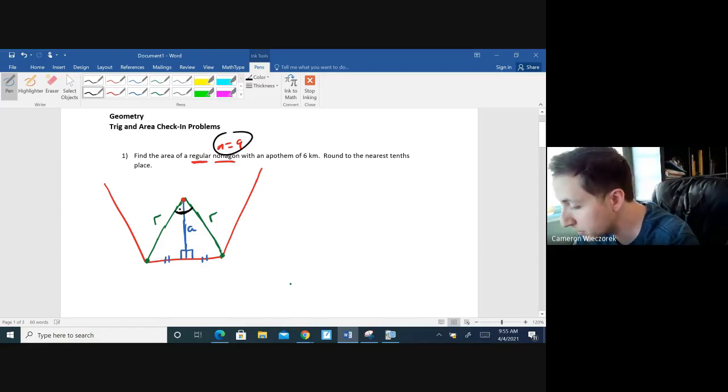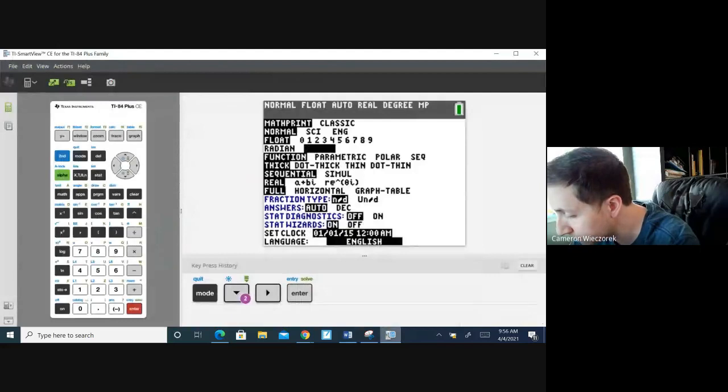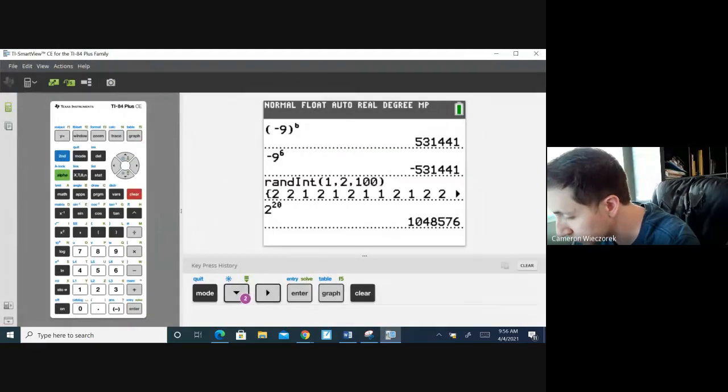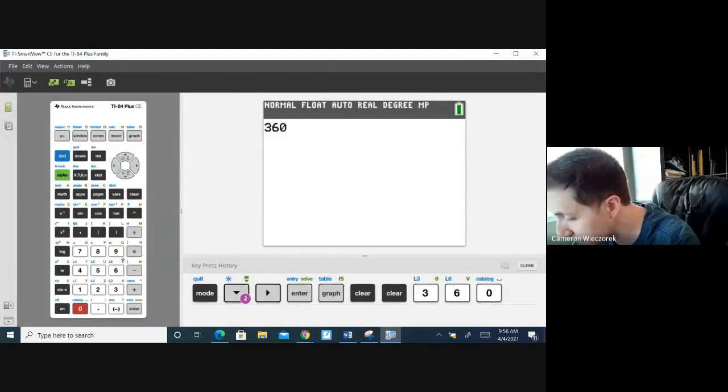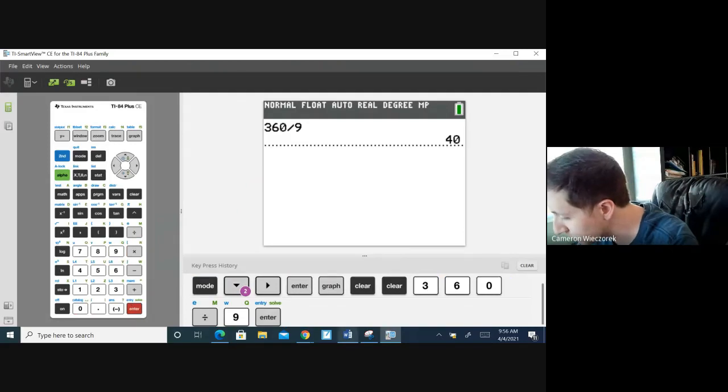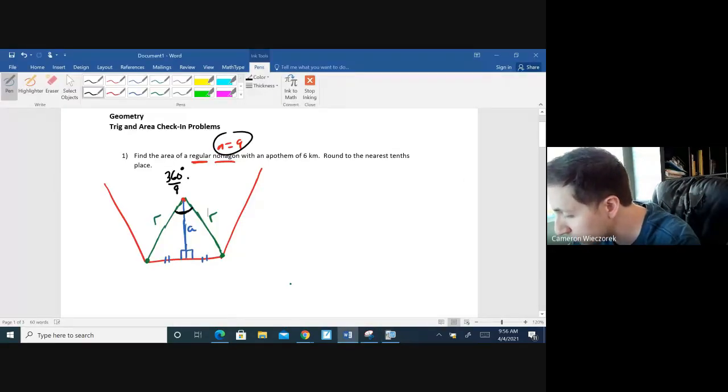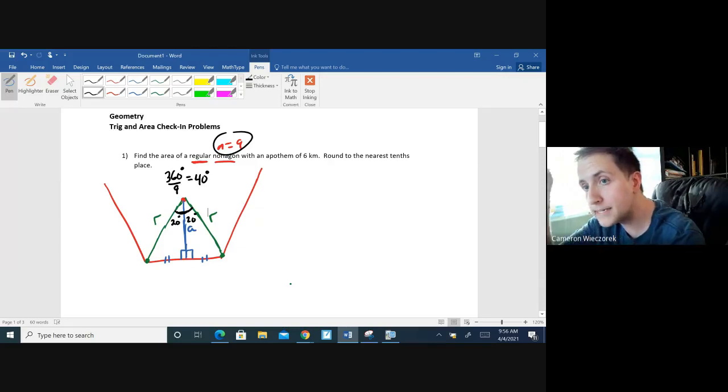So I would take 360 degrees in the middle, and I would split it into 9 equal pieces. So if I do that, 360 divided by 9 gives me 40 degrees. So that angle between the green radii is 40. But remember, the apothem is going to bisect that angle at the top as well. So it's going to split it into 20 and 20. Not only does it bisect the bottom segment, it also bisects the angle at the top.